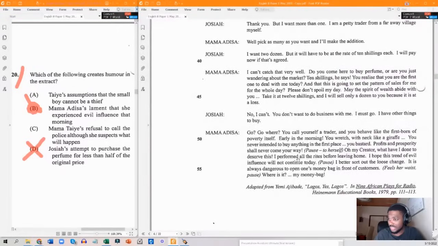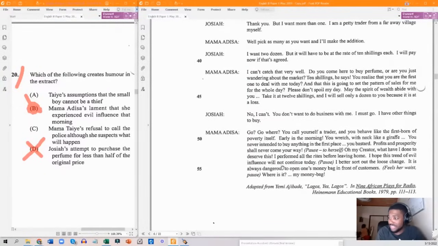So here we look at the last part. You never intended to buy anything. Okay, look at this. Oh my creator, what have I done to deserve this? By the way, when you're reading a play, try to imagine acting, because this doesn't belong on paper, this belongs on stage. And that might help you to figure out the dramatic effects and the intent of the writers and stuff like that. Okay, where am I?